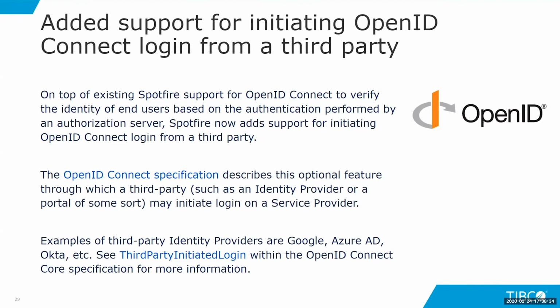Spotfire already supported OpenID Connect. This means that Spotfire can verify the identity of the end user based on the authentication performed by an external third-party authorization server. But now, in Spotfire Server 10.8, we have added support for initiating OpenID Connect login to Spotfire from a third-party identity provider, for example, Google, Azure AD, etc. So note that subtle difference between verify by or initiate from. This is an optional feature within the OpenID Connect specs, but we know that it will simplify authentication flows for many of our customers. And that's all for the server.